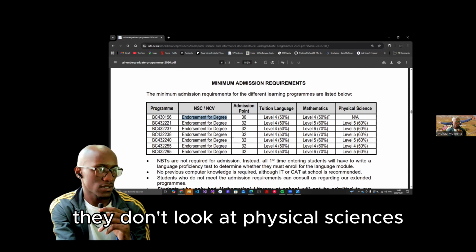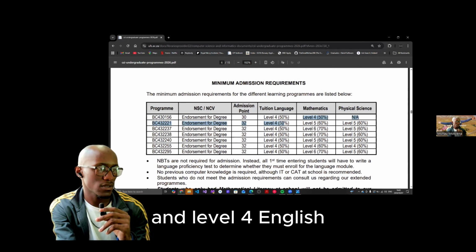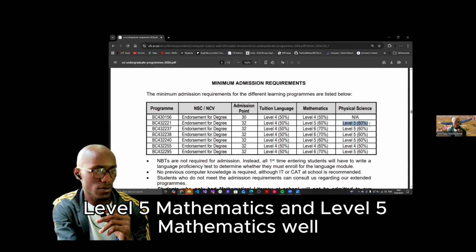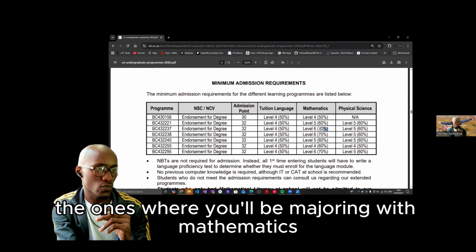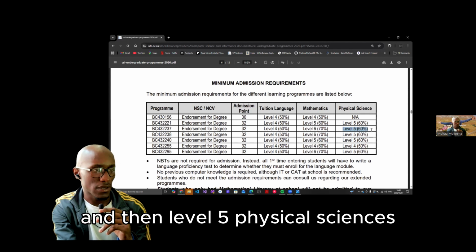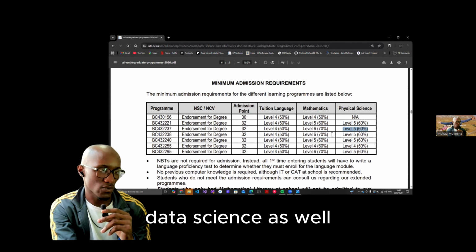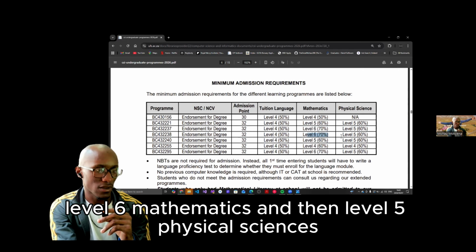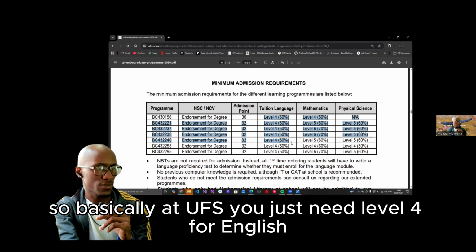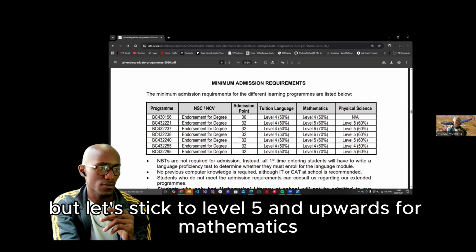They don't look at physical sciences. They only require level 4 mathematics and level 4 English. But as you can see, most is level 4 English and level 5 mathematics. While the ones where you'll be measuring with mathematics, it's going to be level 6 mathematics, and then level 5 physical sciences. Data science as well, level 6 mathematics, and then level 5 physical sciences. So basically at UFS, you just need level 4 for English, but let's stick to level 5 and upwards.